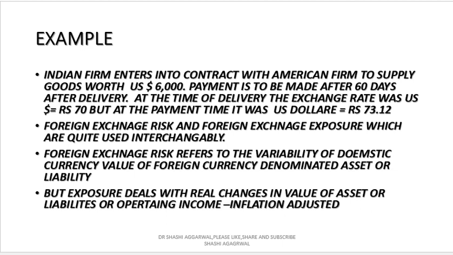Indian firm enters into a contract with an American firm to supply goods worth US dollar 6,000. Here the amount is specified. We know we are importing things worth US dollar 6,000. Payment has to be made 60 days after the delivery. At the time of the delivery, the exchange rate was 1 US dollar equivalent to rupees 70, but at the payment time 1 US dollar was equal to 73 rupees 12 paisa. So here I have to make an extra payment, because the Indian rupee has been depreciated, devalued.